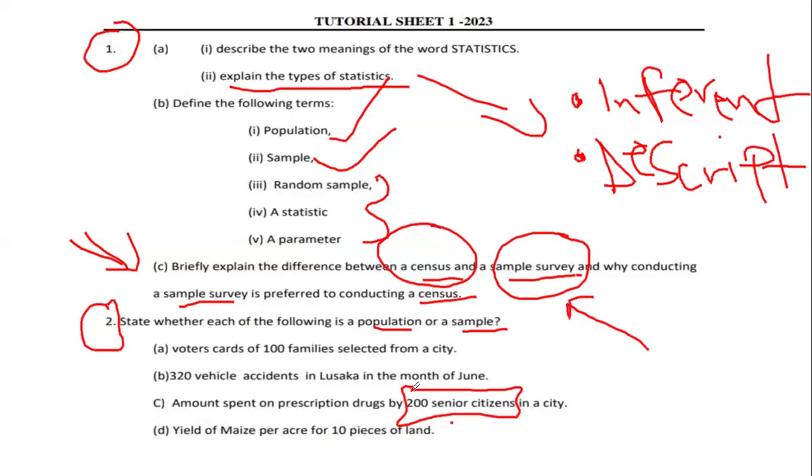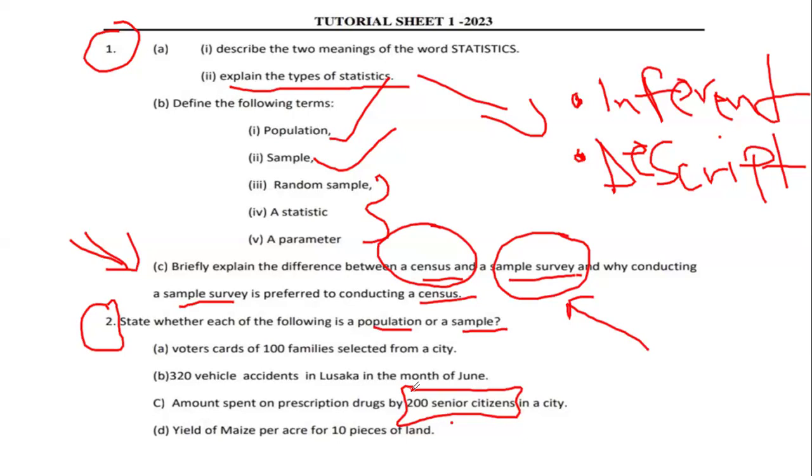Okay, what do we think? Is that a population or a sample? Yield of maize per acre for 10 pieces of land. I think it's a sample. Okay, why do you think it's a sample? Because they have said 10 pieces of land, they've just selected, they have not said all the pieces of land. Yes, okay. So because of that 10 pieces of land, it means they're just selecting land from a large portion of it, okay? So that becomes a sample.